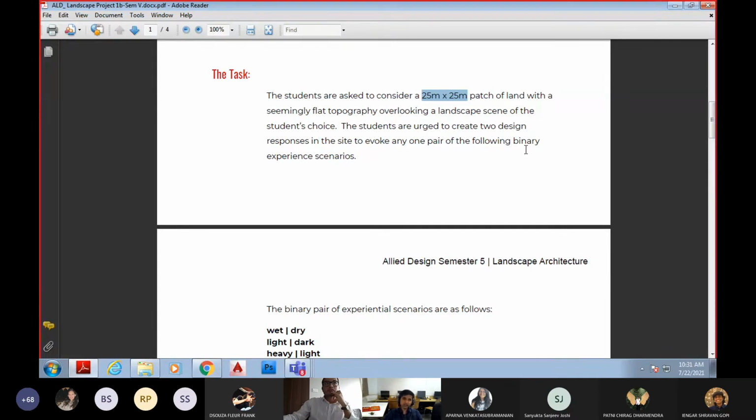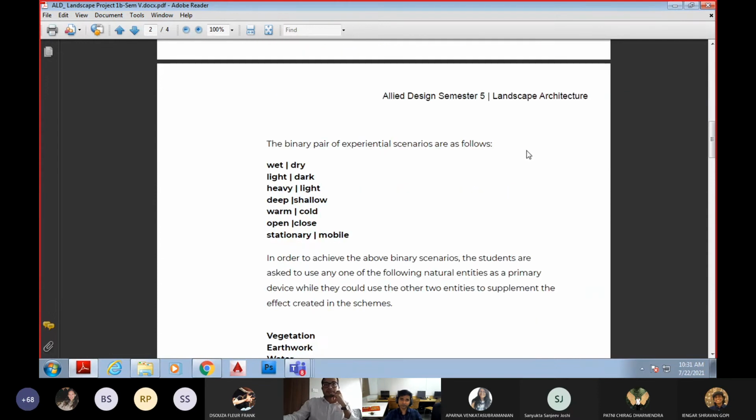You can pick up the essence of the landscape that you studied, or the landscape of your memory that you documented in the first submission. You can use that as the basis for this 25 by 25 meter patch of land, and you need to evoke the following responses. There are 26 of you in each group, and immediately after this class we'll assign this to you. There are 7 pairs of responses.